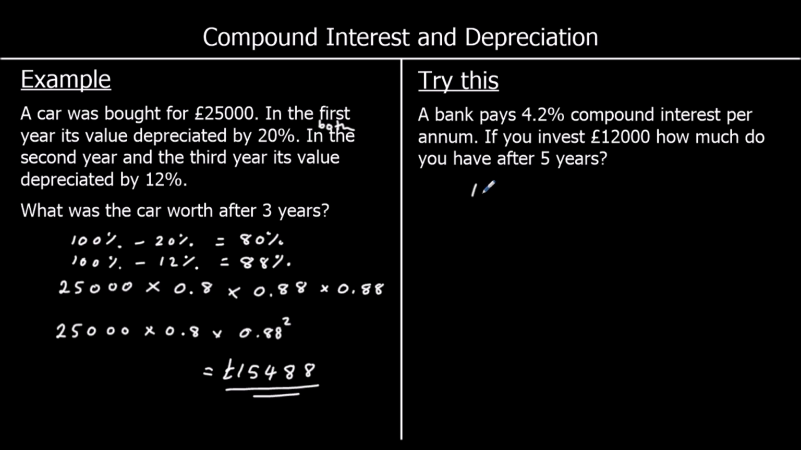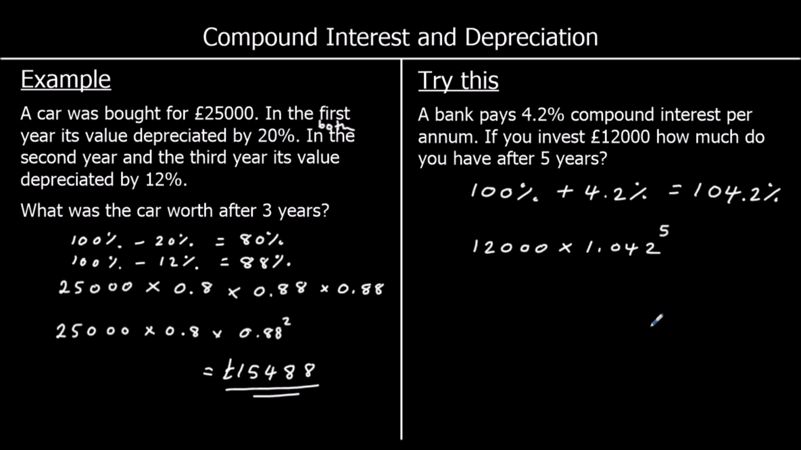So we're adding on 4.2%. So 100% plus 4.2% is 104.2%. So as a multiplier, as a decimal, that's going to be 1.042. So we want £12,000 times 1.042 for the first year, times that again for the second year, again for the third year, again for the fourth year, and again for the fifth year. So 5 times, and we just type this in the calculator.